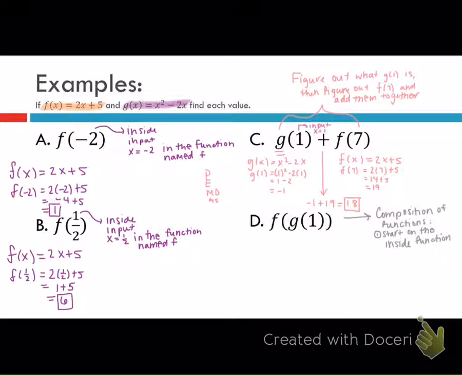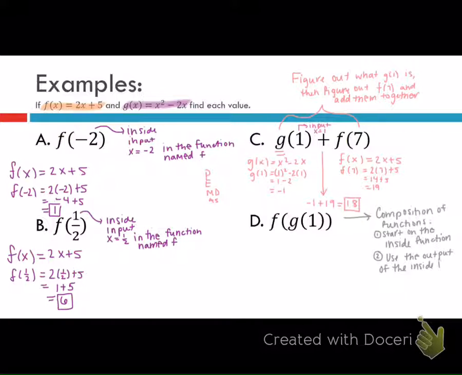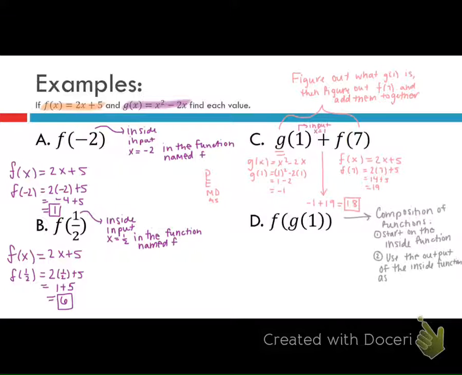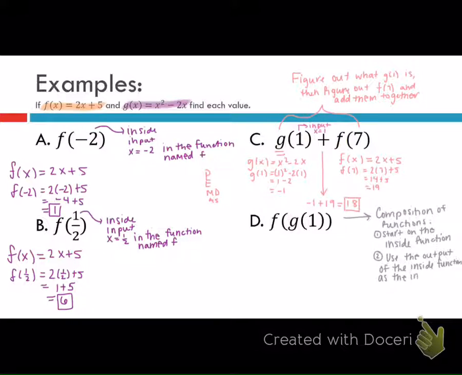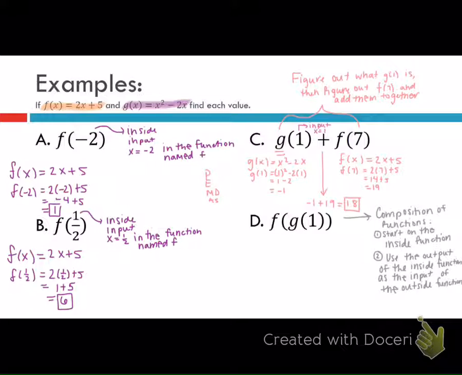Can you just use the top answer for g of 1? Yes, we will be able to do that. But it's not 18, it's just g of 1 that you can use. I'm just going through the process of how you would do it first. So you start with the inside function, and then from the inside function, you get an output. Use the output of the inside function as the input of the outside function. We'll put this into play in a second.